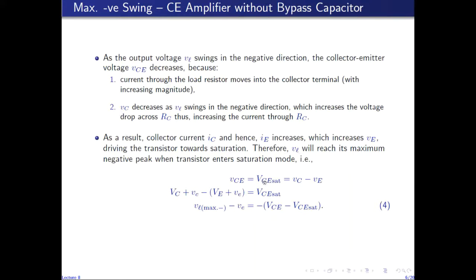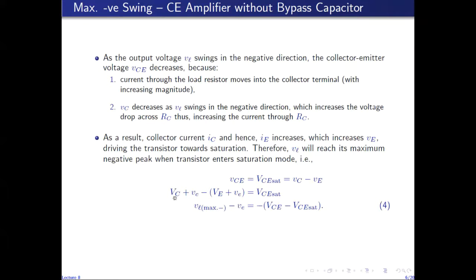So solving this equation, since VCE is equal to VC minus VE, and VC is the DC voltage plus the AC voltage, VE is also a DC component plus an AC component. We replace small vc, which is actually equal to the load voltage. So under this condition, we represent the load voltage as VL maximum negative. So VL maximum negative minus small signal VE is equal to negative of VCE minus VCE static.